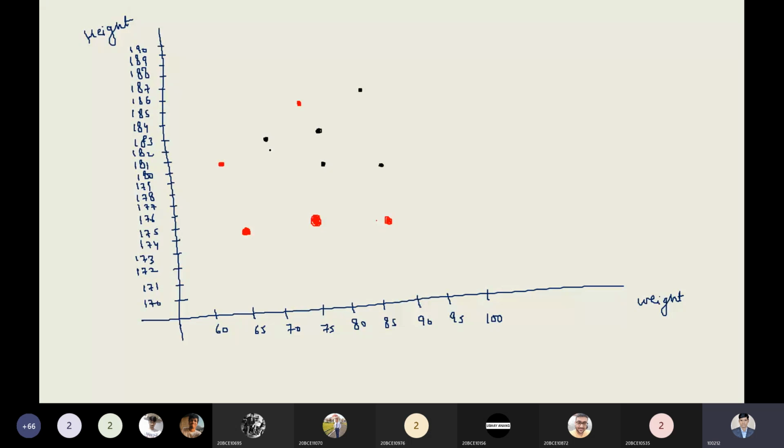So all the black points are representing the male. So here what you are observing belongs to the male, the black dots, and the red dots are representing the female. So from this parameter, we are not easily able to identify. Why? Because some data points are mixing. So classification cannot be done easily.